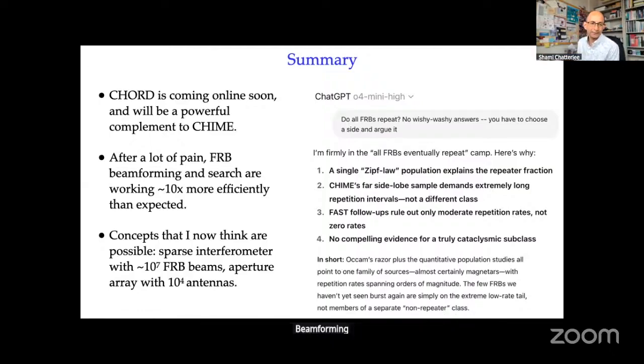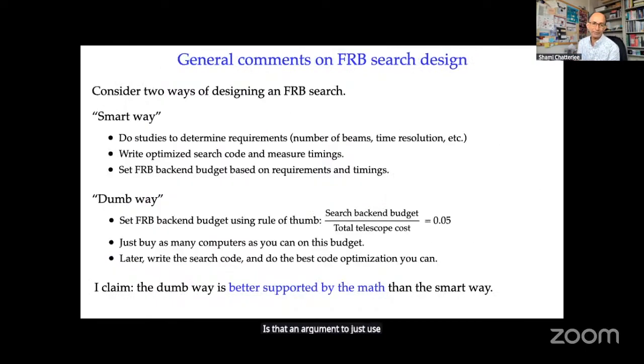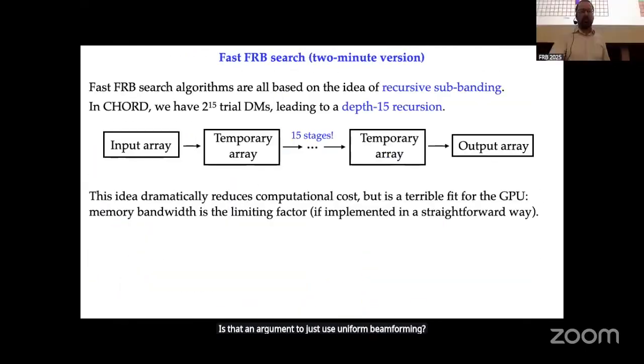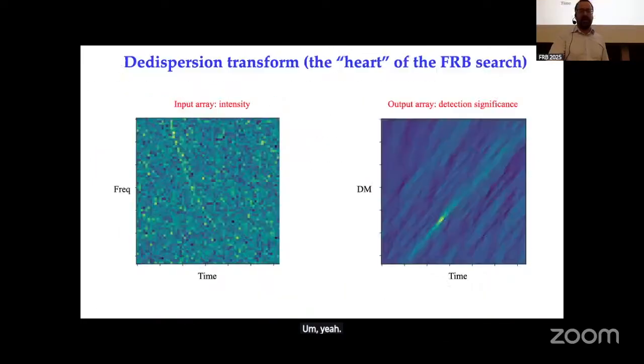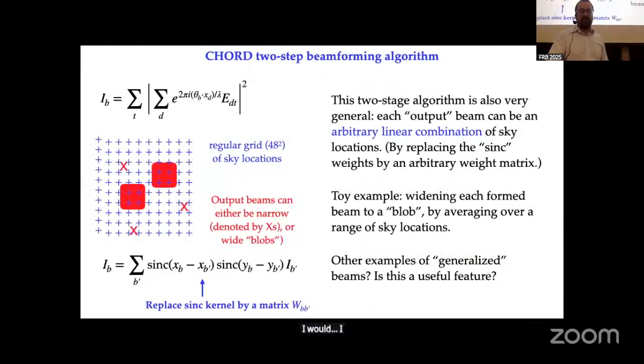Right. And then a quick follow-up, your beamforming, it sounded like it was actually very straightforward to beamform on a uniform grid, and then you had additional steps to steer the beams to different positions. Is that an argument to just use uniform beamforming and call it a day? Yeah, for compact interferometers, I think so, but for sparse interferometers, I would do it differently.